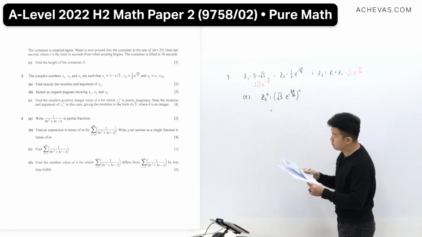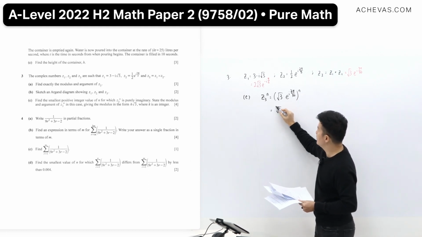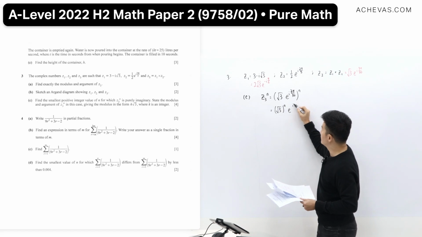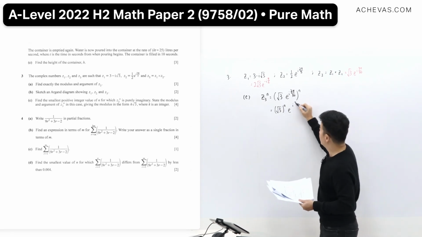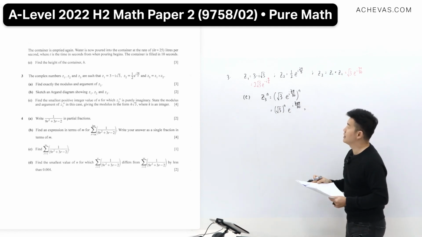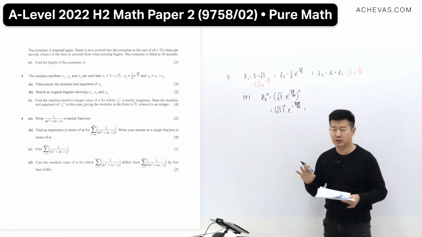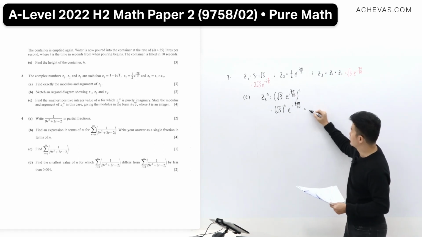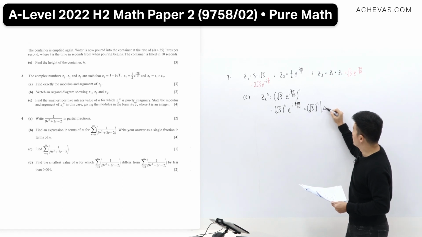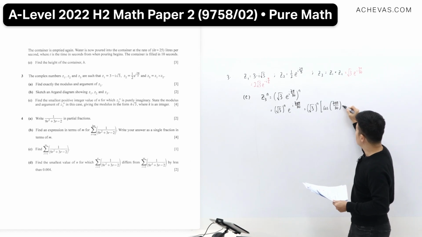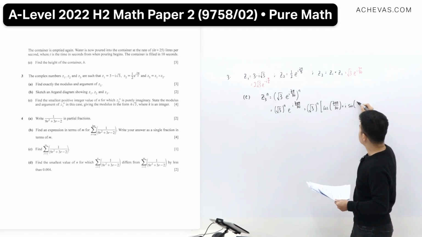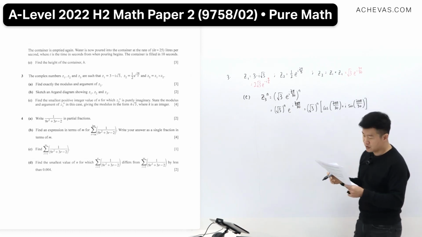It is easy for us to compute. It is going to be square root of 3 to the power of n. Then, just like indices, i 7n pi over 30. I'm going to re-express this into the Cartesian form or the trigonometric form. So this is going to be square root of 3 to the power of n, then we will have cosine 7n pi over 30 plus i sine 7n pi over 30. Okay, so we have this.